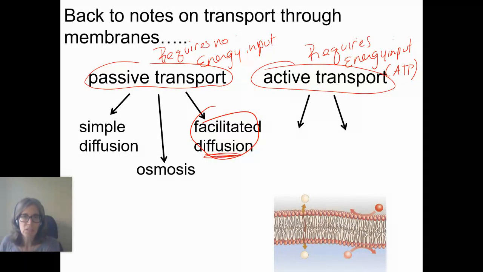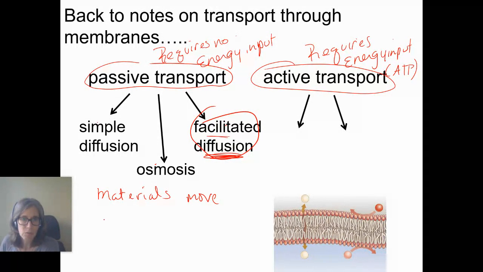So facilitated diffusion is the movement of materials in and out of a cell membrane through a helper. Facilitator means a helper. So let's just talk about these other types: simple diffusion, osmosis, and facilitated diffusion. These are all types of diffusion, which means materials are moving.